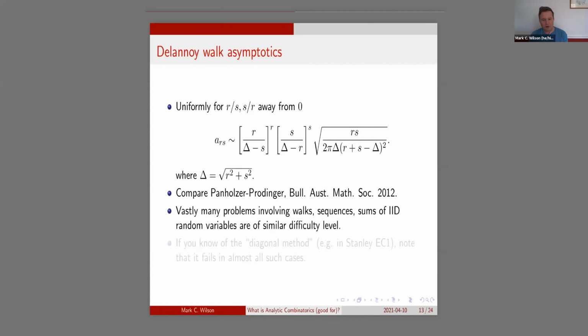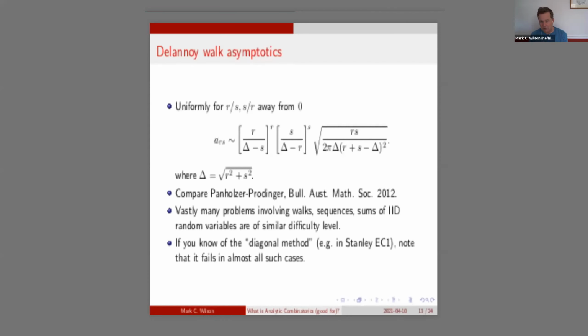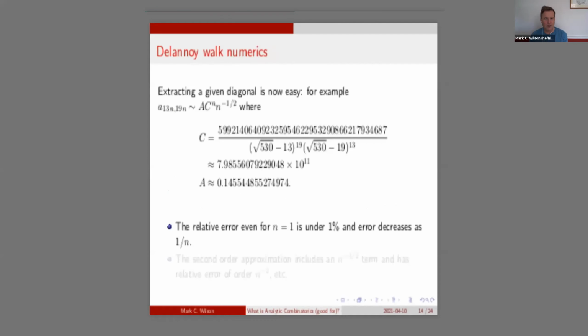There's a huge number of problems that can be attacked using this methodology and are as simple as this one. There are a lot of harder ones as well, but these are the really simplest cases. Just to mention very quickly, if you've ever heard of the diagonal method, like in Stanley's book, it doesn't really work. I'm happy to talk to you about why later on.